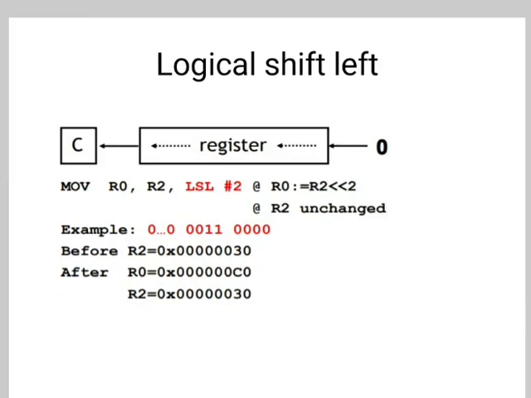So first we will see the logical shift left. Here one register is shown and the instruction written here is MOV R0, R2, LSL #2. So here R0 is the destination, R2 is the source register, and the LSL operation is done by 2.